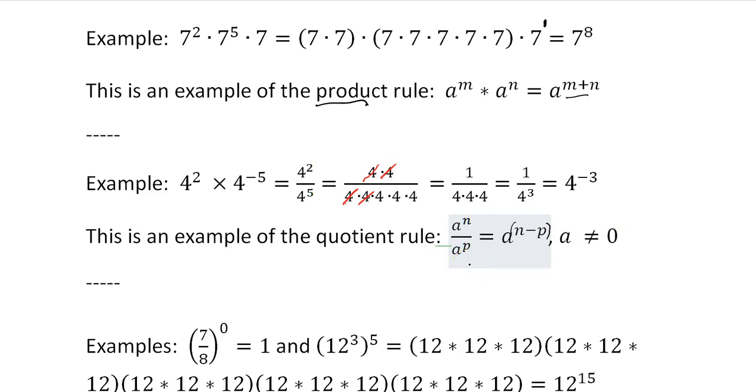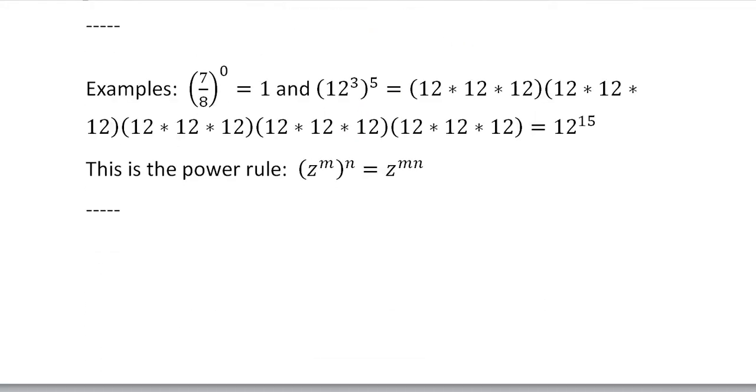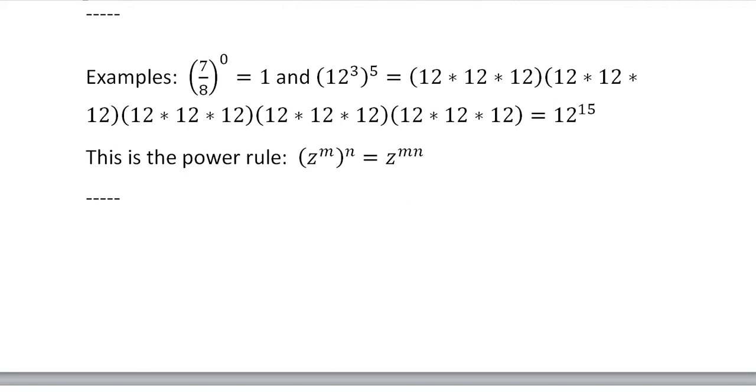Okay, scroll down a little further. Here I have 7 to the 1st power over 8 to the 1st power, and then I'm going to raise it to the 0 power, and that's going to equal 1, and we're going to get to why that is in just a moment. But I want to point out, and maybe you'll spot it intuitively, but I want to point it out intentionally. We've got 12 to the 3rd power, and I'm raising that to the 5th power.